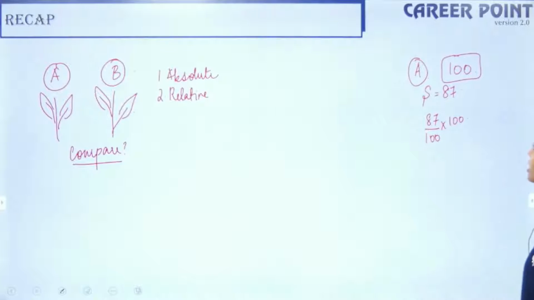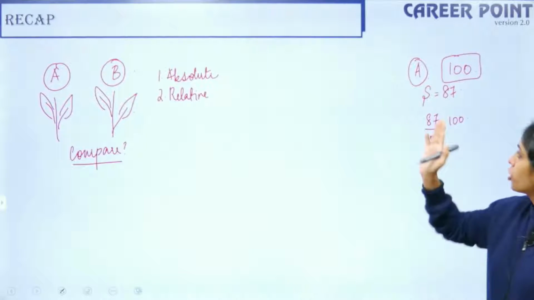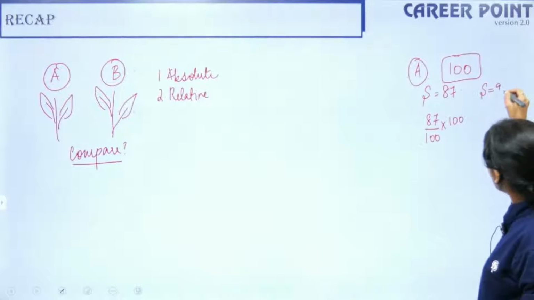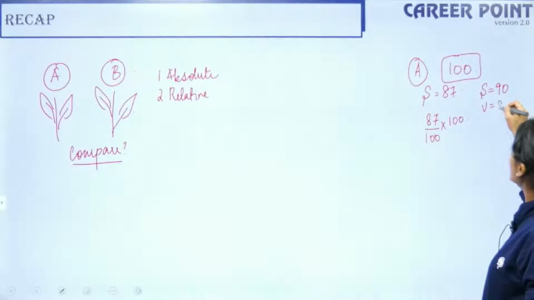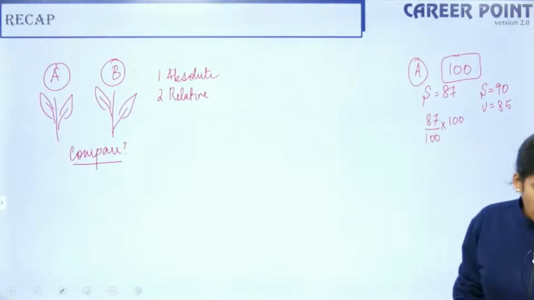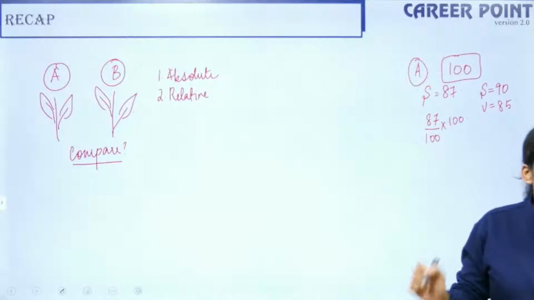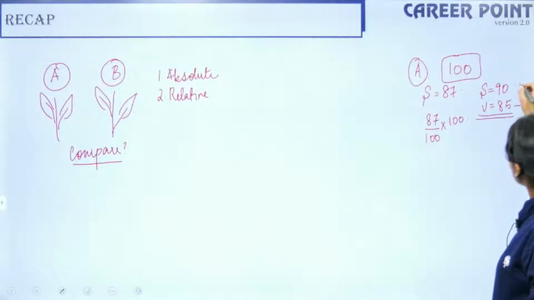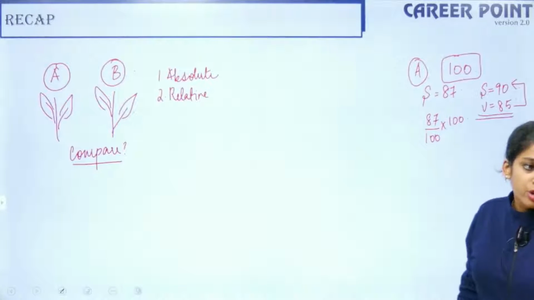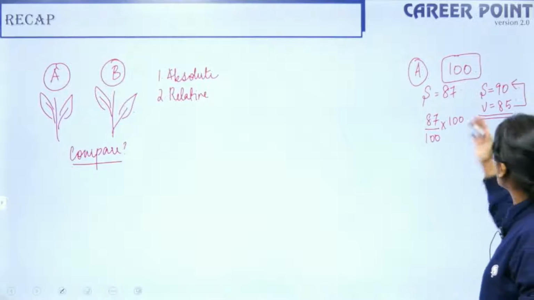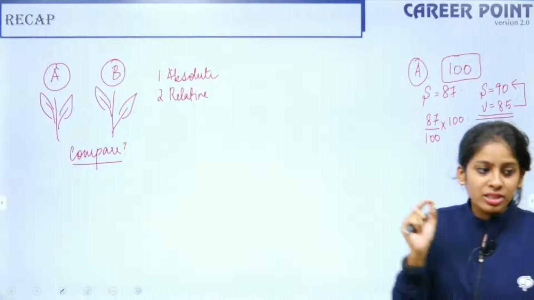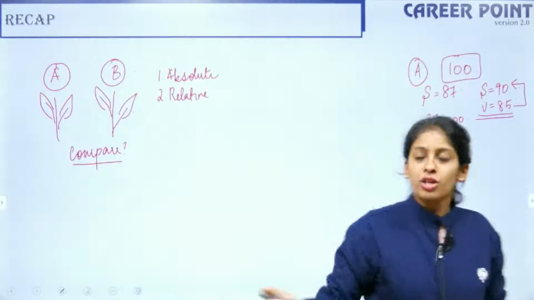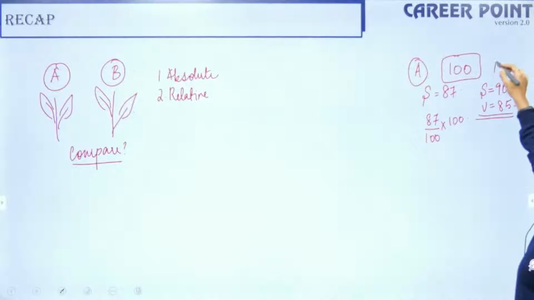The next one is relative. Though the total marks are 100, the first mark, Shimpi's, is 90, and the second mark, Vishal's, is 85. Now, how do I calculate the percentage of Vishal? I calculate it with respect to the first mark, so it will be 85 by 90 into 100. Since I am doing it with respect to the first mark, it is relative. So this is known as relative grading.